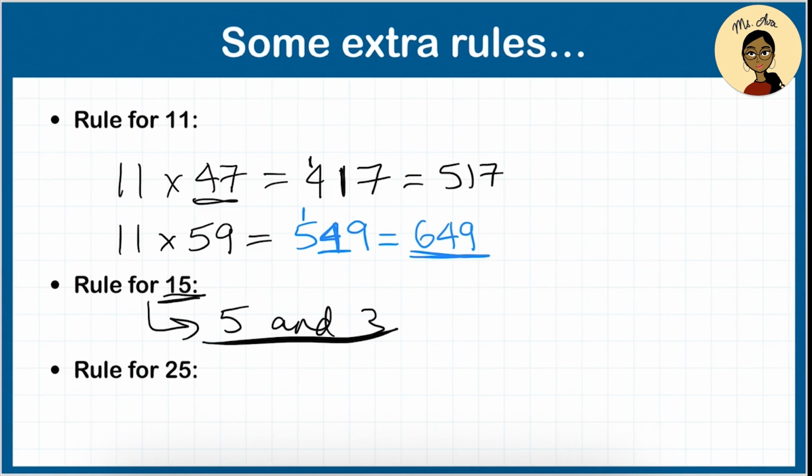And then the rule for 25, this one's kind of easy. To tell if a number is divisible by 25, it has to end in 00 or 25 or 50 or 75. So it ends in these guys.